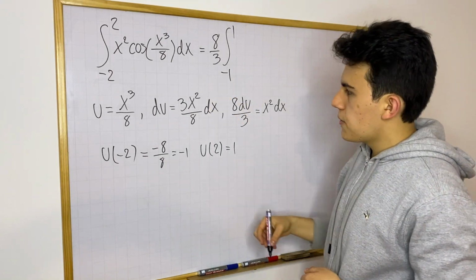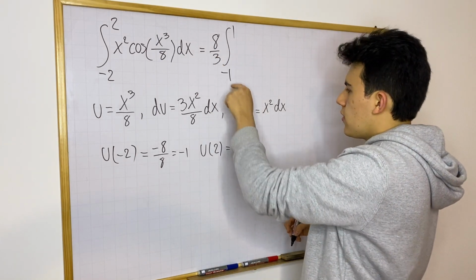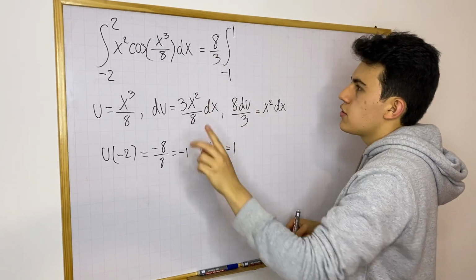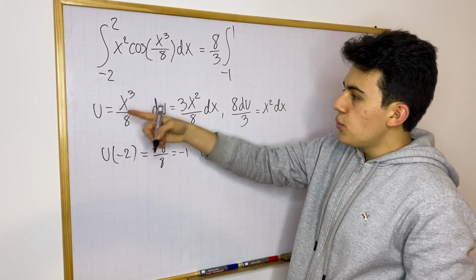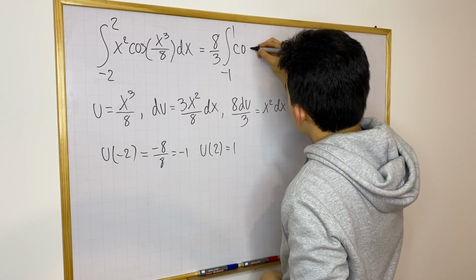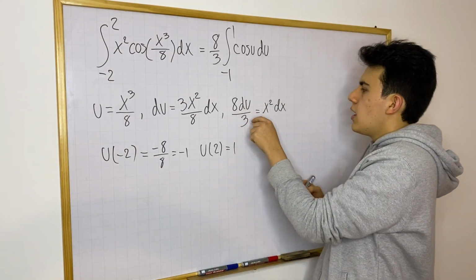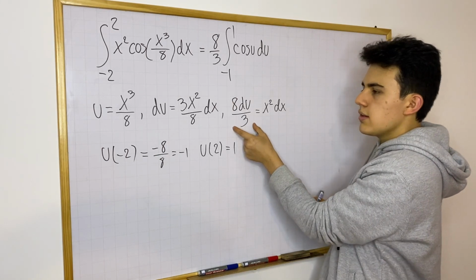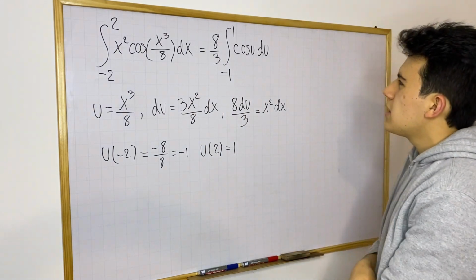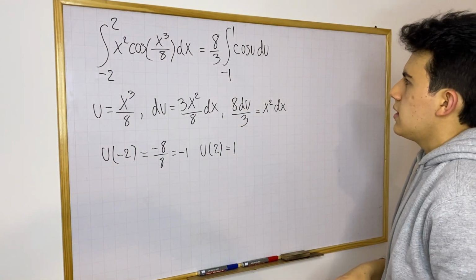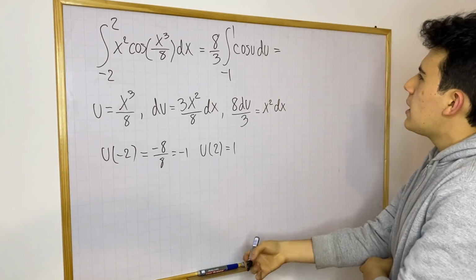And now let's write the integrand. So x squared times dx is going to be 8 divided by 3 in front, then du, and we have cosine of u, because u was the substitution that we used. So we're going to have cosine of u du. Remember, x squared dx is equal to this expression, and 8 divided by 3 is already multiplying the entire definite integral. So now we can simply find a value for this.